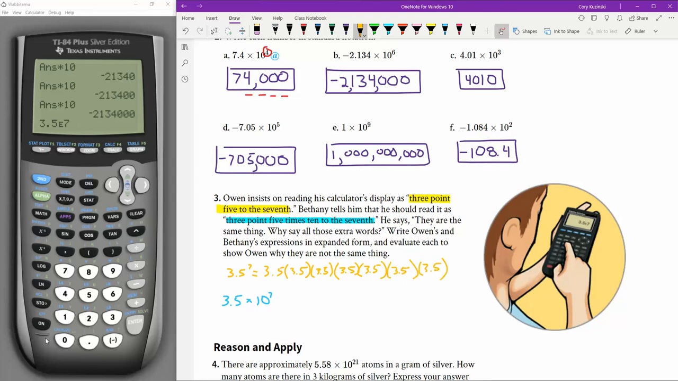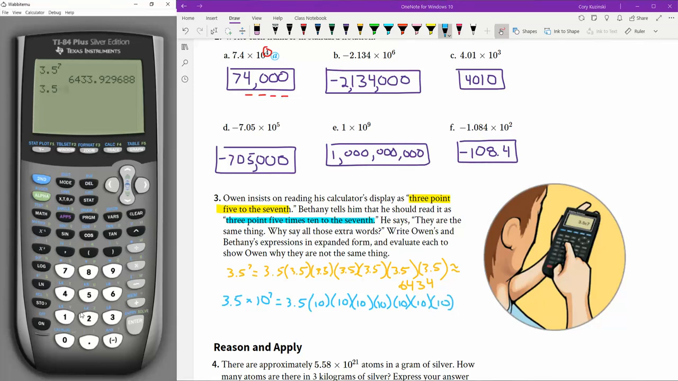Which when we evaluate that, let's get rid of this here. Let's go 3.5 to the 7th power. That is about 6,434. Let's just say that. Now this one, Bethany's, is 3.5 times 10 7 times. So times 10 times 10. That's a bigger multiplier, isn't it? 3, 4, 5, 6, 7.